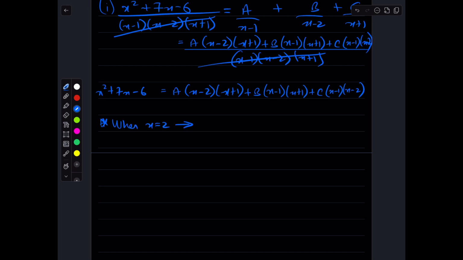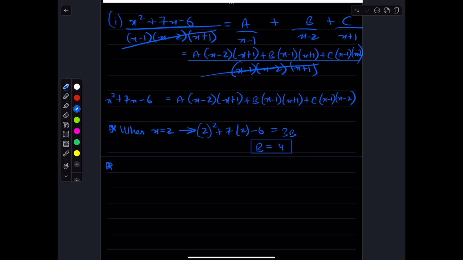So let's assume x as 2, so this becomes 0 and c also cancels out. That is, both a and c become 0 and 0c respectively. Thus we can find b. So we have 2 square plus 7 into 2 minus 6, and we have a 3b. And the value of b turns out to be 4.